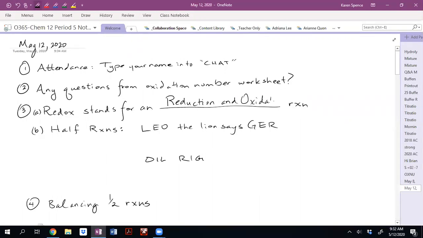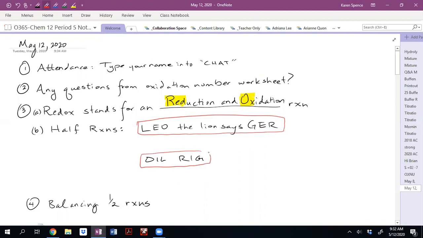Yes. Okay, so we're going to have a reduction and oxidation reaction, and that's a lot of a mouthful to say, so we often just say redox. And Tyler talked about the half reactions, which is half of an oxidation and reduction reaction. And one of the ways of remembering which one is which is this little mnemonic device here, which is Leo the lion says grr.